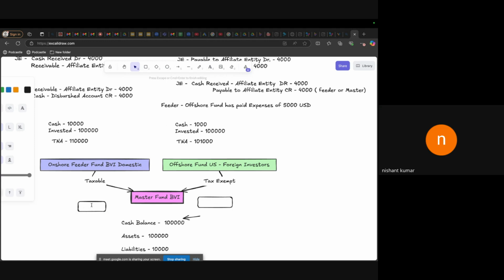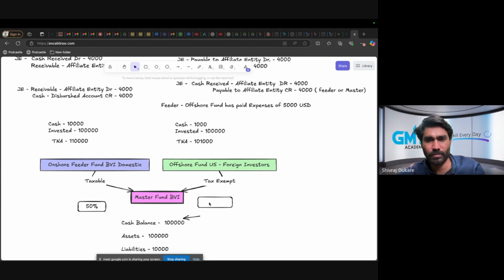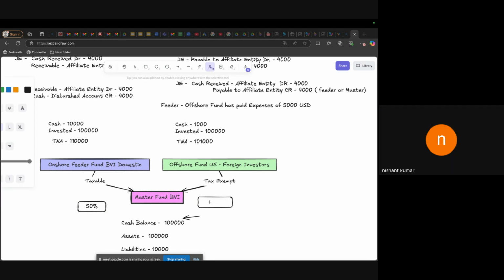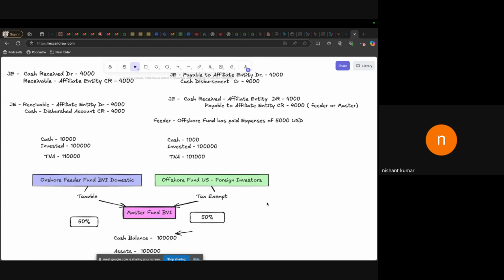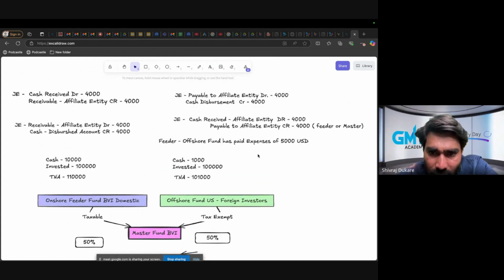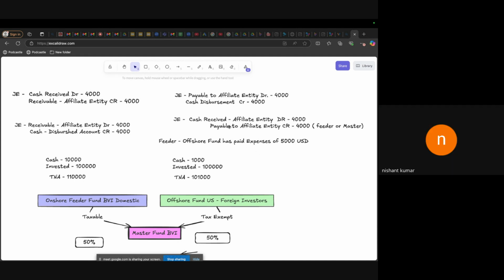Right side two entries are in the books of the taxable feeder, like this cash received to receivable affiliate entity. Cash. Yeah. So what is your question? I mean, I lost. This first entry, cash received account to receivable. This is in the books of the taxable feeder.